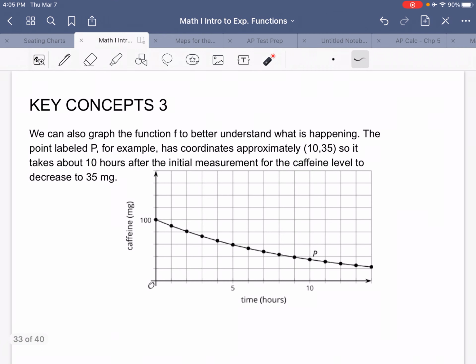Now, we can also use the graph of f to better understand what is happening. So if we take a look at this, we started with 100 milligrams, and after that we went down to 90 because we had 9/10 left, and it keeps going. Or we could also look over here, when time is 10 hours, our amount of caffeine is going to be a little less than 40. So 35 is pretty good.